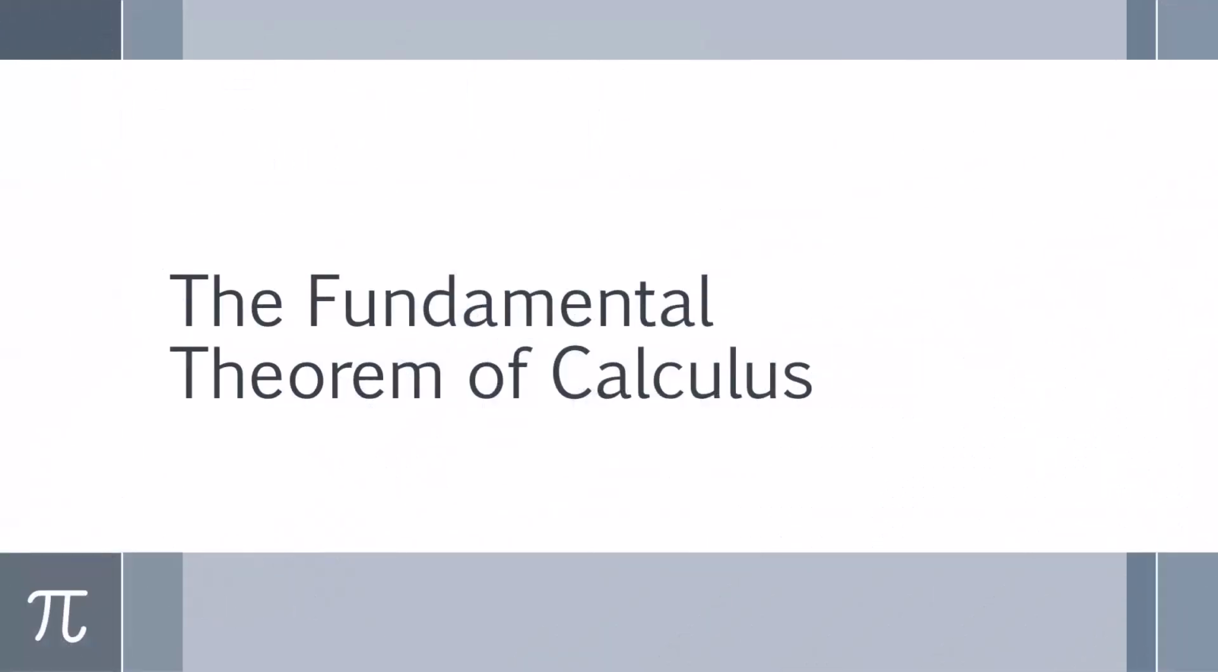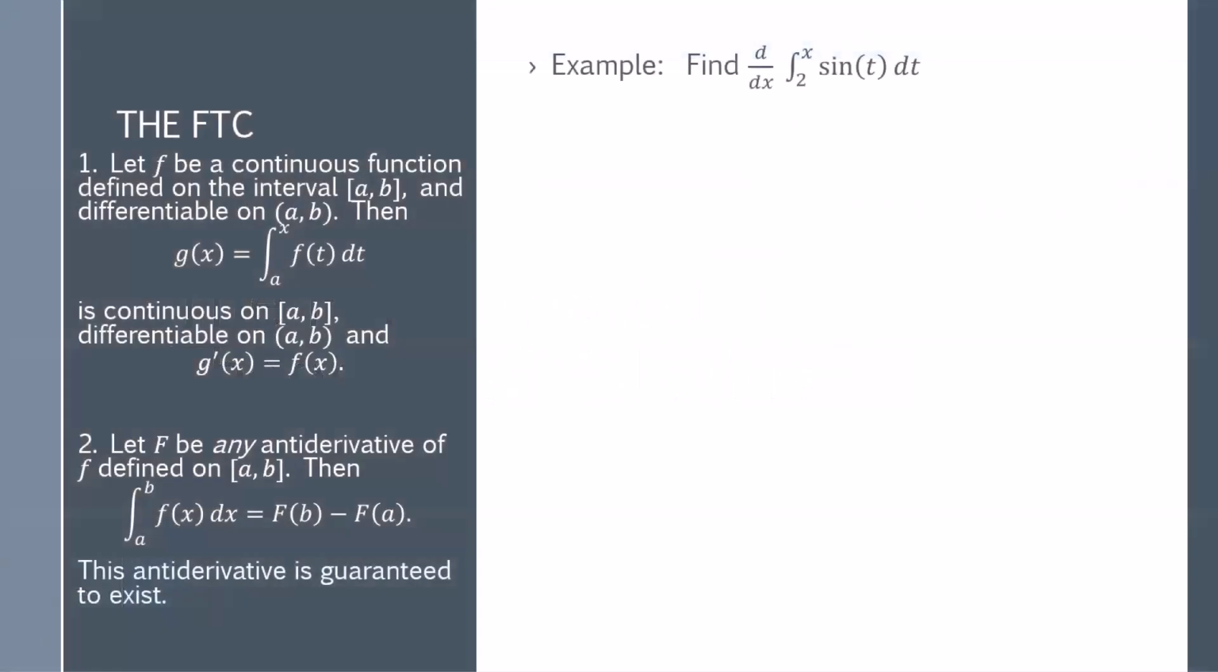Fundamental Theorem of Calculus. Let f be a continuous function defined on the interval [a,b] and differentiable on the open interval (a,b). Then the function g of x, which we'll define as the integral from a to x of f of t dt, is continuous on the interval [a,b]. It's differentiable on the open interval (a,b), and indeed, g prime of x is equal to f of x.